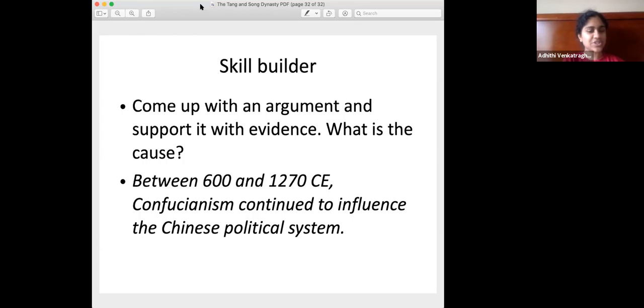Not getting any answers, but continue to think about this. This can be something that's useful for your homework, for your essays, for your short answer questions. This is really a main point and a guiding question for the rest of this lesson. So let's move on. I'm not going to provide you with an answer because I really want you to think about this.